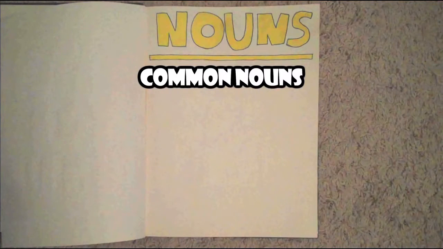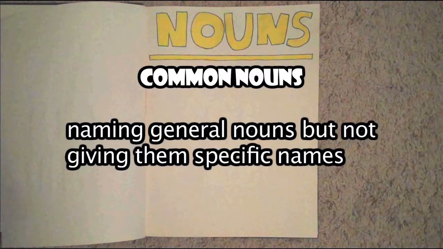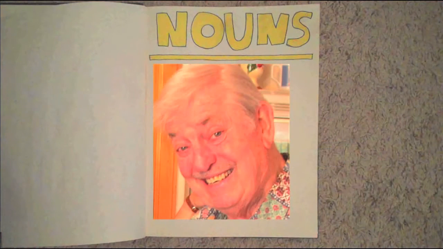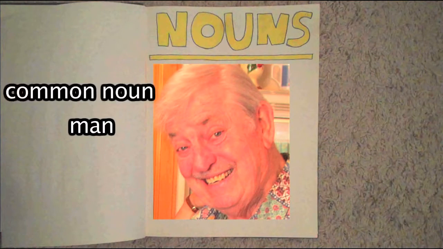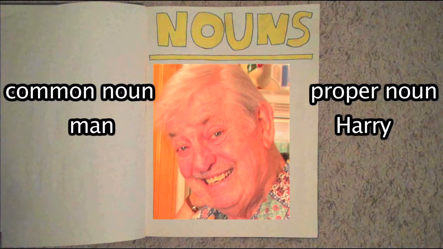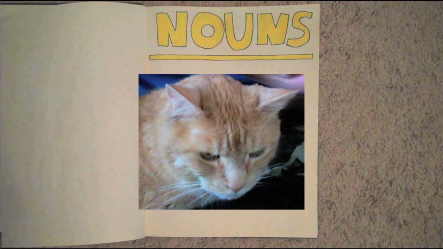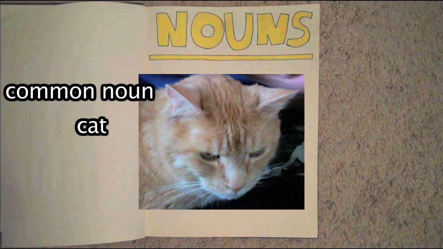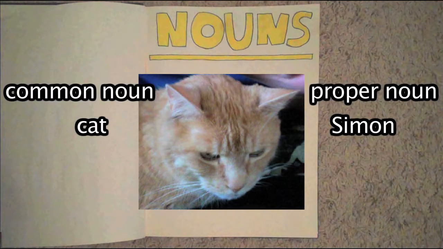Now that we know what nouns are, let's talk about specific nouns. Let's take a look at common nouns. What are common nouns? We are basically naming general nouns, but not giving them specific names. Take this man, for example. Man is a common noun. Now let's say that this man's name is Harry. Harry is a proper noun. Here's another example. This cat. That's a common noun. The cat's name is Simon, so now we are naming a proper noun.